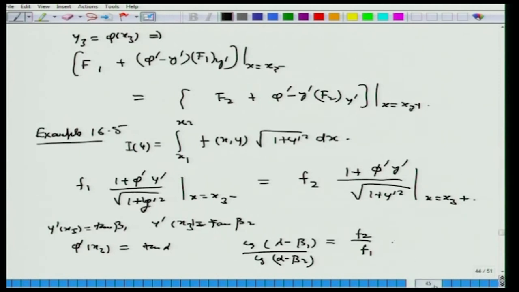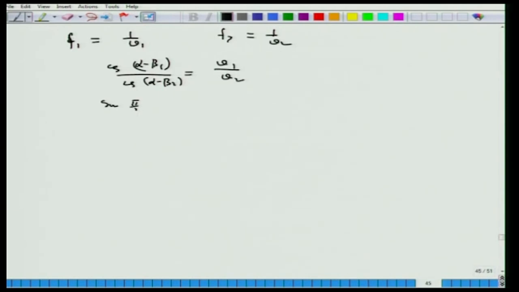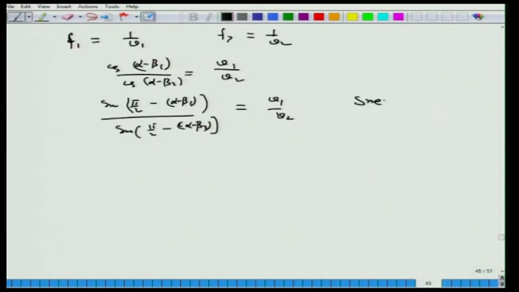In this case, f 1 is 1 over velocity v 1 and f 2 is 1 over v 2. We get cos of alpha minus beta 1 over cos of alpha minus beta 2 equal to v 1 over v 2, which is Snell's law, because you can write it as sin of pi by 2 minus alpha minus beta 1 over sin of pi by 2 minus alpha minus beta 2 equal to v 1 over v 2, which is Snell's law, the law of refraction.